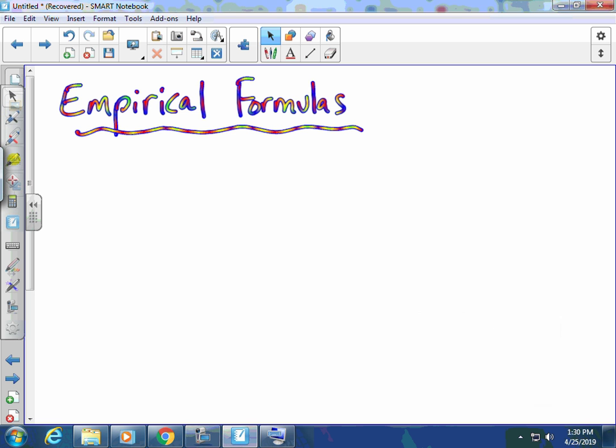Okay, so yesterday's success criteria was that you could just differentiate between molecular formulas and empirical formulas. Today, what we're actually going to be able to do is determine empirical formulas based on the percent composition within the compound. If you remember, I was talking about percent composition. That's where we say what percentage of a compound is this element, whatever.